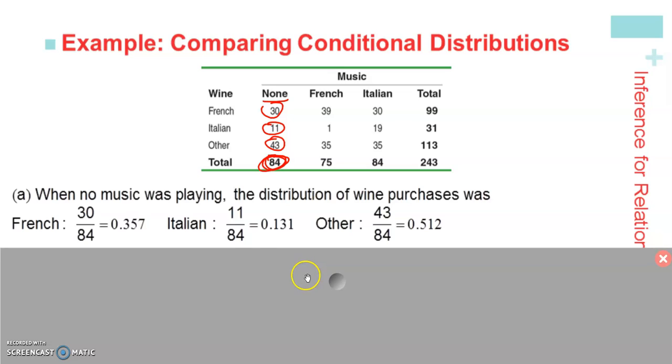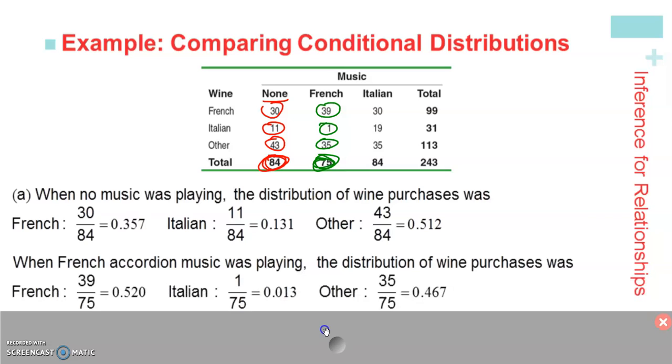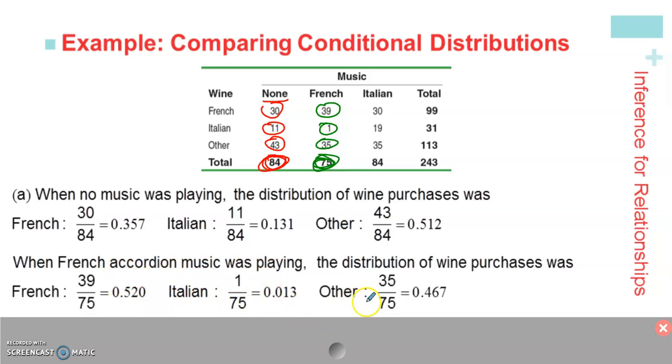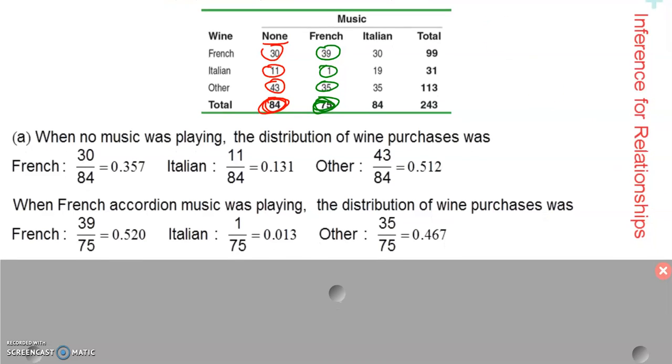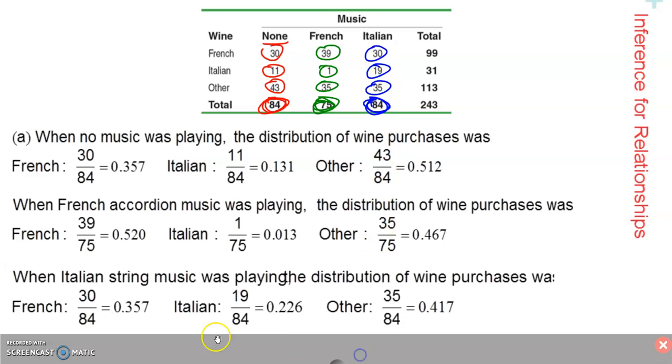And then the conditional distribution, we're going to figure out for all 3 types of music. We do that number divided by that, and then 1 divided by 75, and then 35 divided by 75. So when French music was being played, that's the proportion of each type of wine that was sold. And then when Italian music was being played, that divided by that, and that divided by that. And those are the proportions of types of wine when Italian string music was being played. So all 9 of these proportions would be the conditional distribution for each type of music.